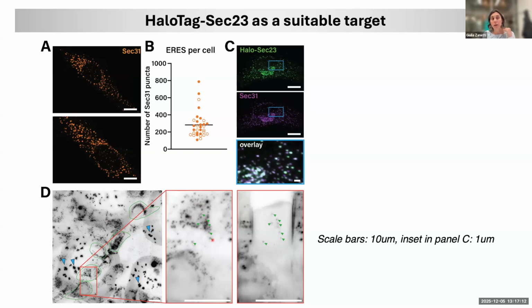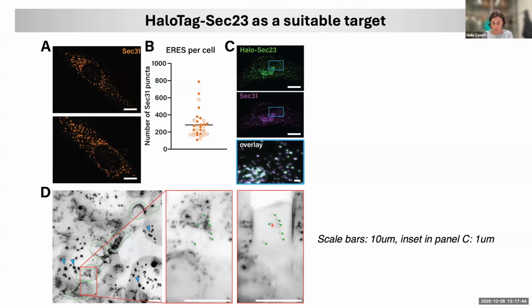And after we go and mill lamellas through the cells, we can collect again cryofluorescence images. And here you can see that we're left with a few puncta on the lamella. Of course, most of the fluorescence has been ablated away by the FIB procedure, but some fluorescence is retained. So the idea is now to go and target these fluorescent sites for cryotomography data collection.